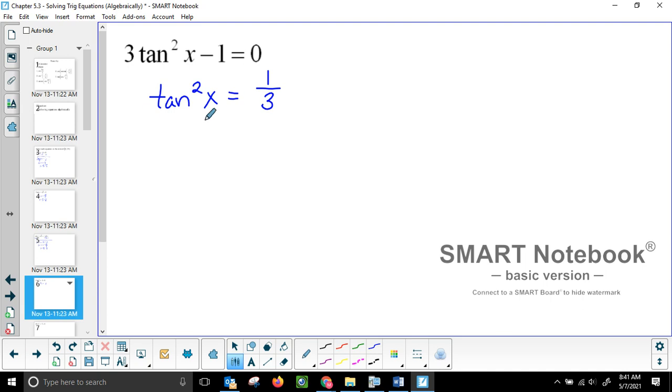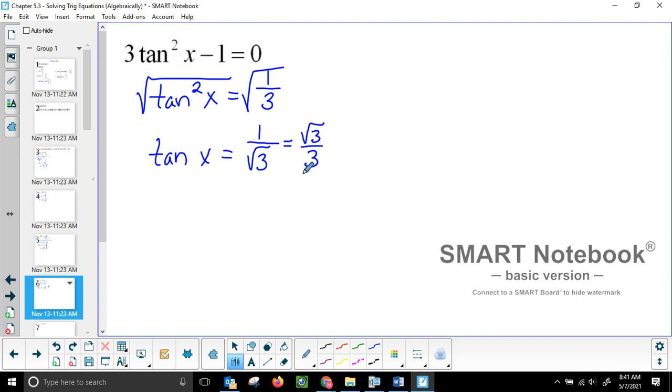So we don't care about tan squared x, we just care about tangent of x. So how do we undo a square? Square root. So now we have tangent of x is equal to, and remember when you take the square root of a fraction, you take the square root of the top and the square root of the bottom. The square root of the top, of course, is just 1. The square root of the bottom is the square root of 3. Of course, we can rationalize this, and this will become the square root of 3 over 3.